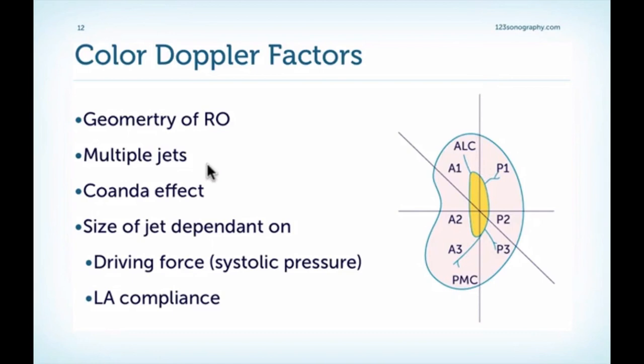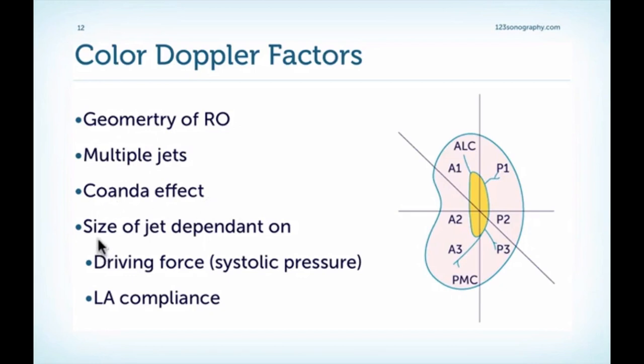Multiple jets. We can have regurgitant jets here, here, and here. And often we will not be able to have all these jets in one view. So we have to add these jets together and then come to a degree of severity. I already mentioned the quantification effect.